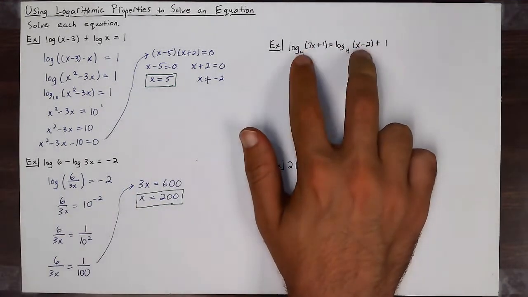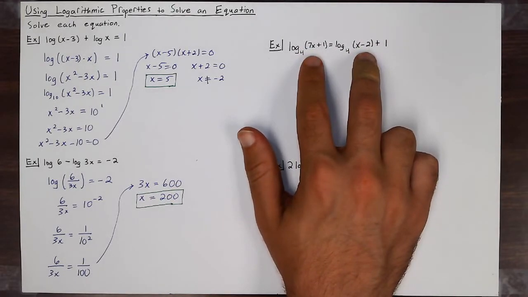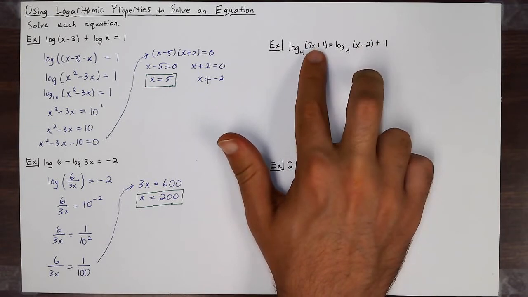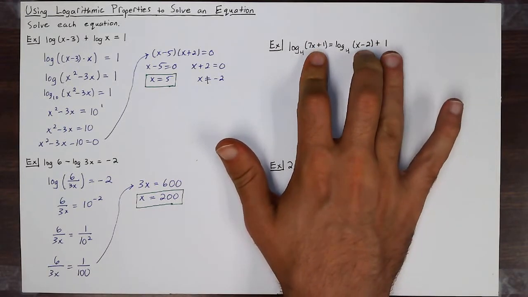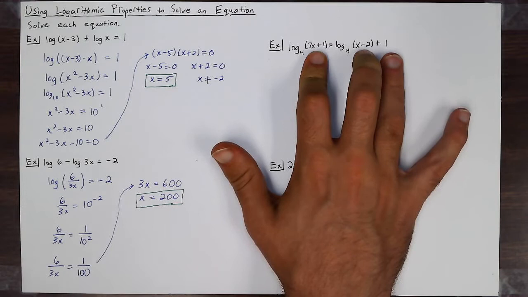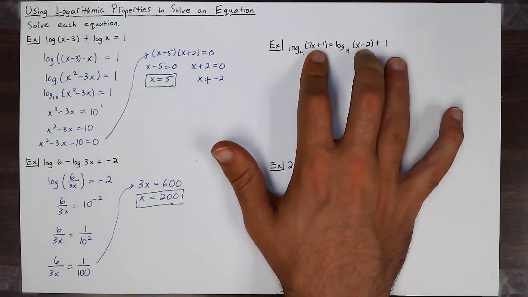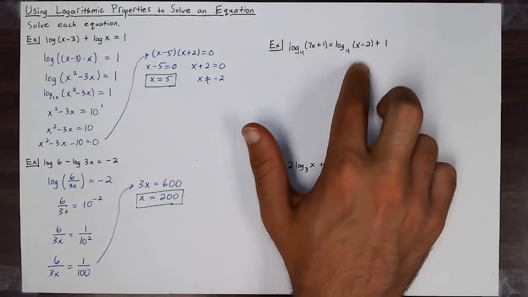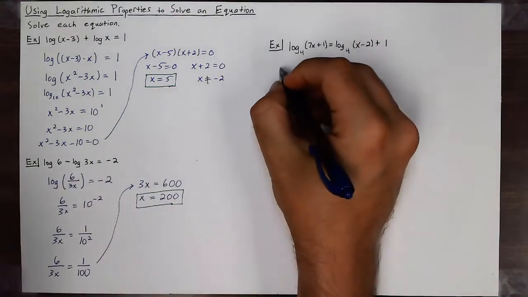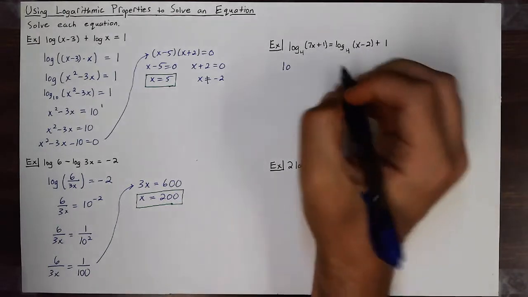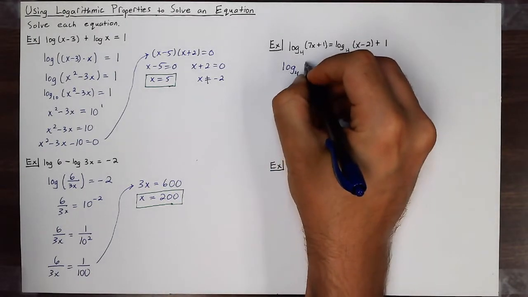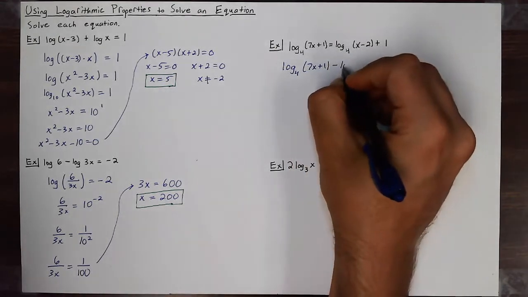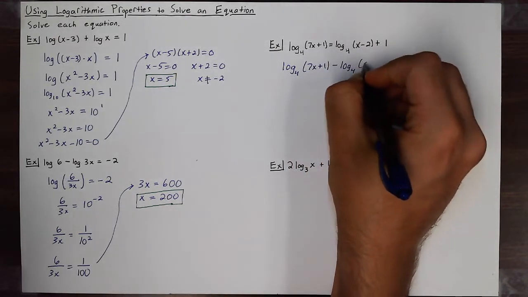Next up, we have logs on either side of the equation. So in order to solve this, you might think, oh yeah, 7x plus 1 just equals x minus 2, but there is this additional plus 1, which is throwing that path to solving off track. So what we need to do instead is move everything to one side of the equation by subtracting log base 4 of x minus 2. Leave me with log base 4 of 7x plus 1 minus log base 4 of x minus 2.